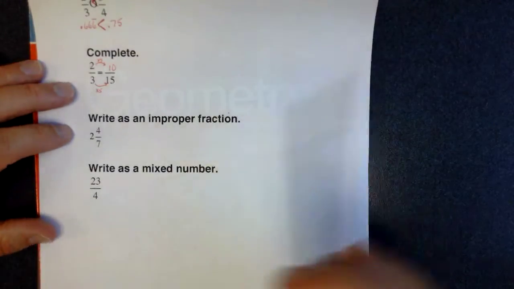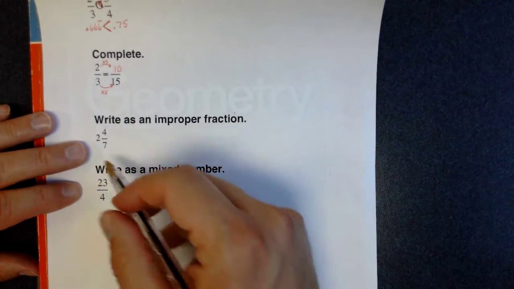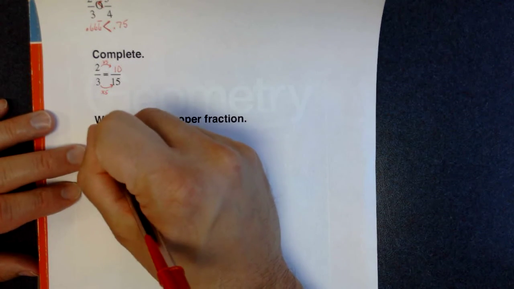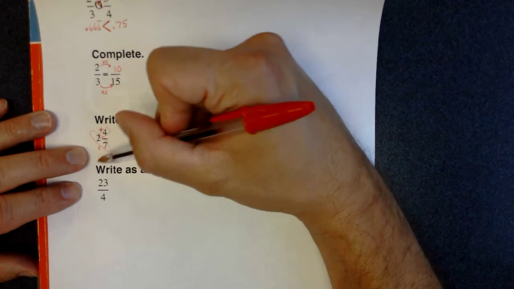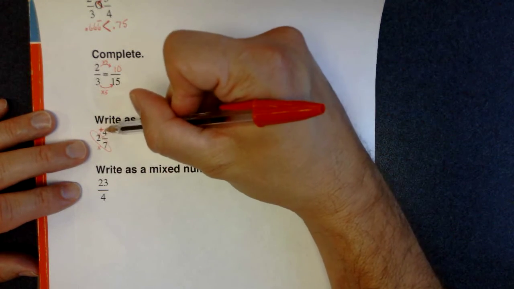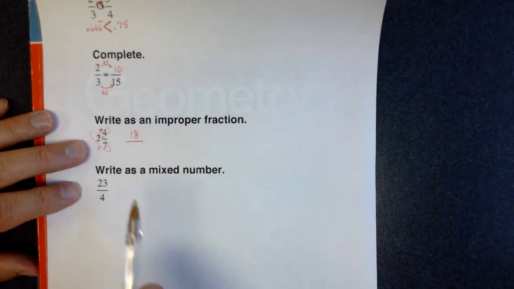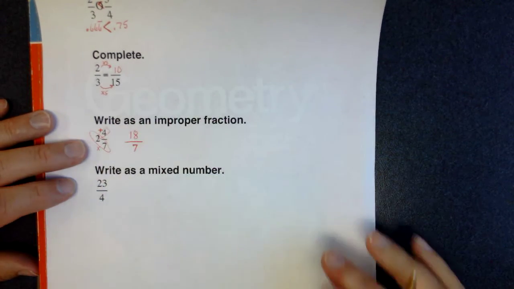And then the last two, they're going to give us a mixed number, have us write it as an improper fraction. To do this, we're going to take these two numbers and multiply them. 7 times 2 is 14. And then the number you get to that, we're going to add to this number up here. 14 plus 4 is 18. And then in fractions, your denominator will always stay the same. That 7 down there will stay a 7 down here.